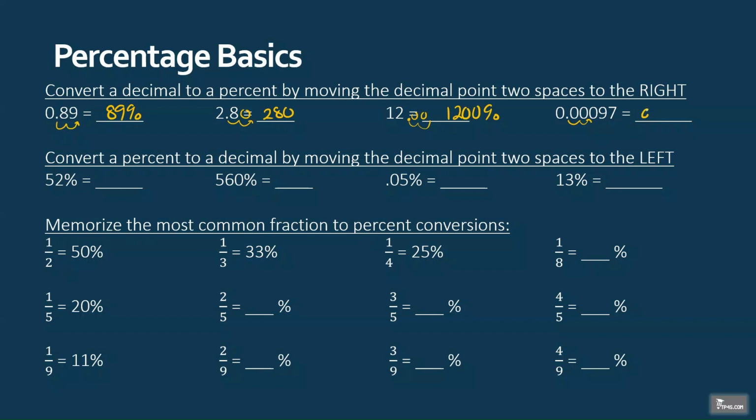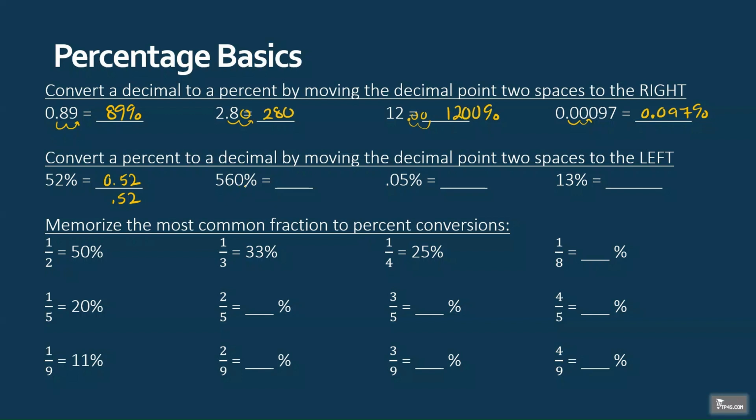0 left, and I'm going to show that 0.097%. Do not forget to use your percent symbol because that's what tells the person who's reading what you wrote that you have moved the decimal over like that. Okay, let's do it the other way. 52% is 0.52. And by the way, it does not matter if you write the 0 or if you just write .52. Those mean exactly the same thing.